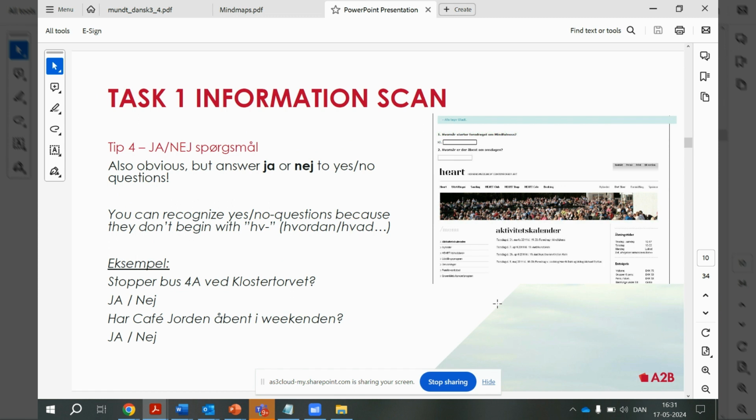The fifth tip is understanding if it's a yes or no question. It might also seem obvious, but you have to answer ja eller nej to yes/no questions. The way we can see if it's a yes or no question is that they don't begin with a HV word. So, for example, if it begins with a verb: Stopper bus 4A ved Klostertorvet? Ja eller nej? Har Café Jorden åbent i weekenden? Ja eller nej?